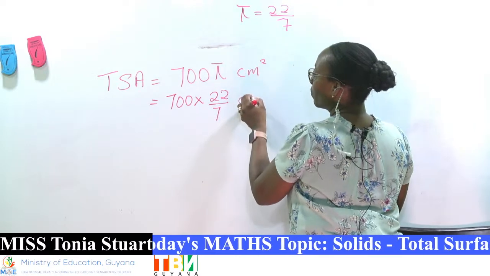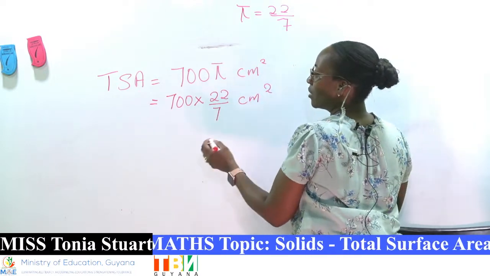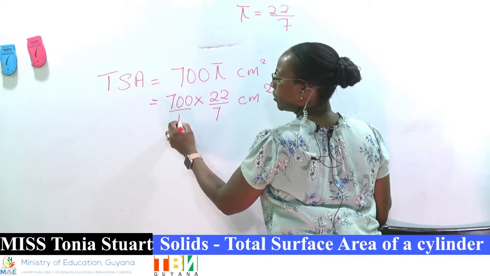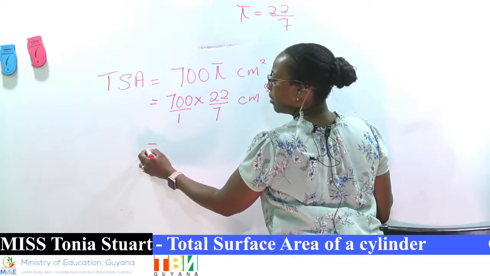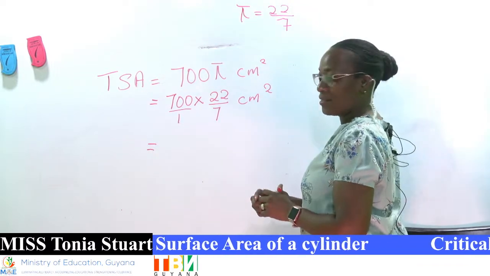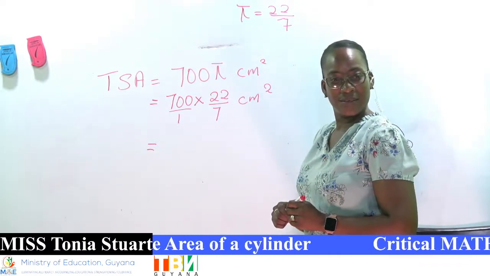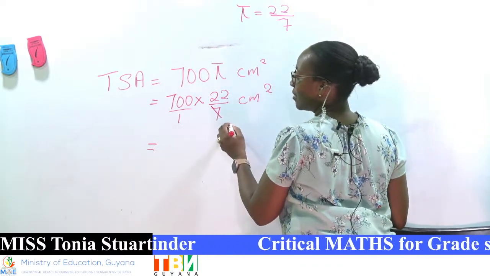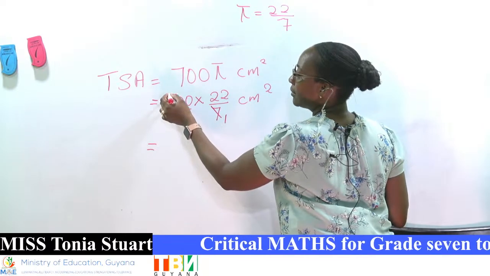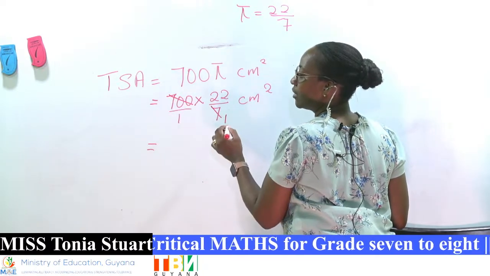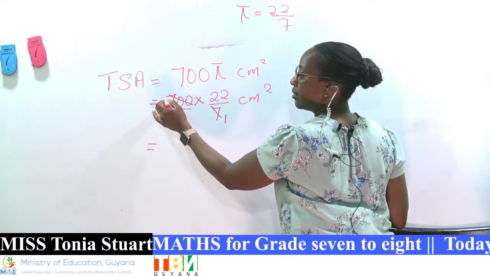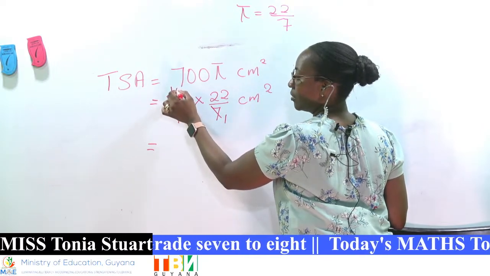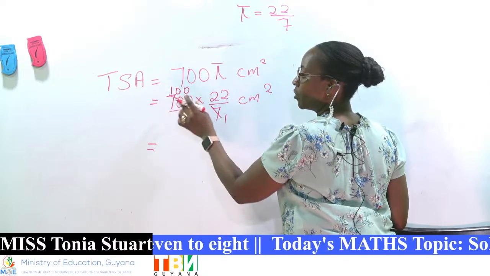7 cm square. Great. So can't I put 700 over 1 here? Yes, just to make it look the same way. Good. So how can we calculate that? We can cancel out the 7 by 7. So 7 into 7 is 1, and 7 into 700 is 100. 7 into 0, 0. So how much do we have?